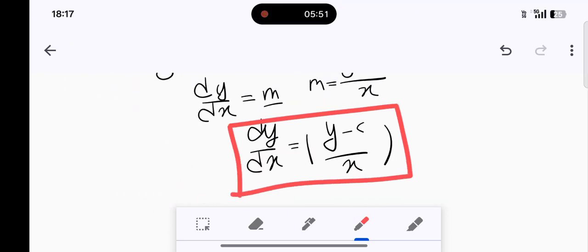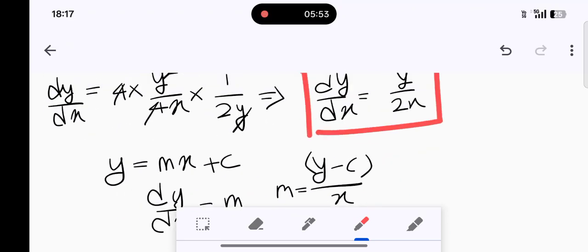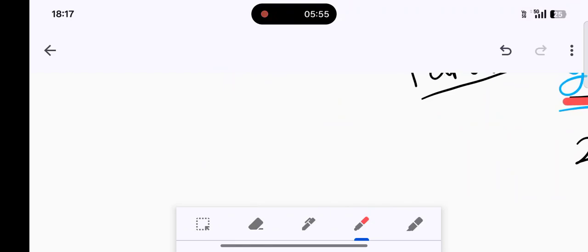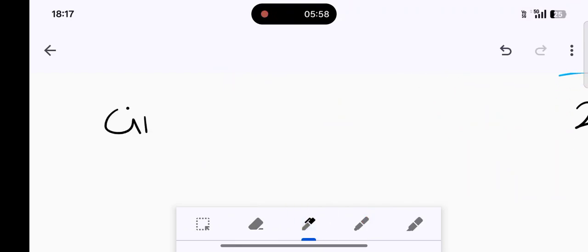Hopefully you can understand. Now we can talk about a circle. So let's say this is a circle.